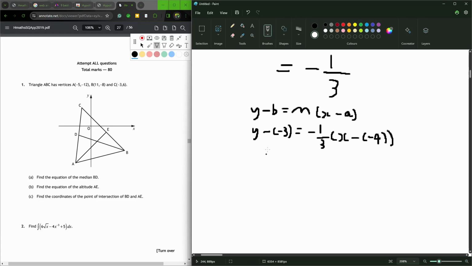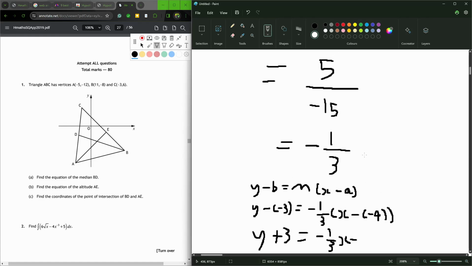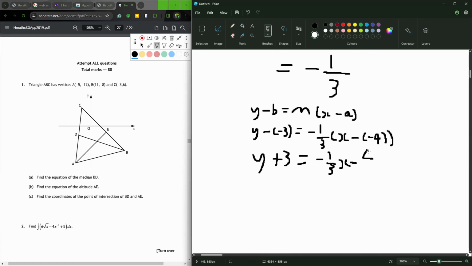Fantastic. Let's compute this through. So y minus -3 is the same as y plus 3. And then if we times x by -1/3, we get -3rd x. And then that can be represented as +4 effectively. So I'm going to put that as that. But it's being, yeah, so it's going to be -4/3.